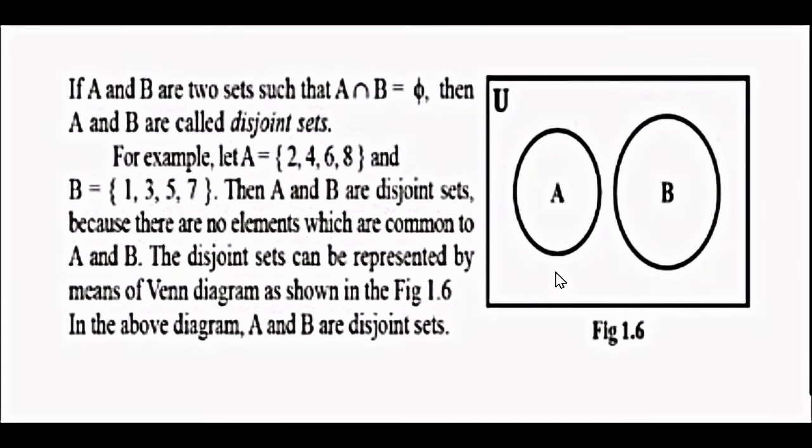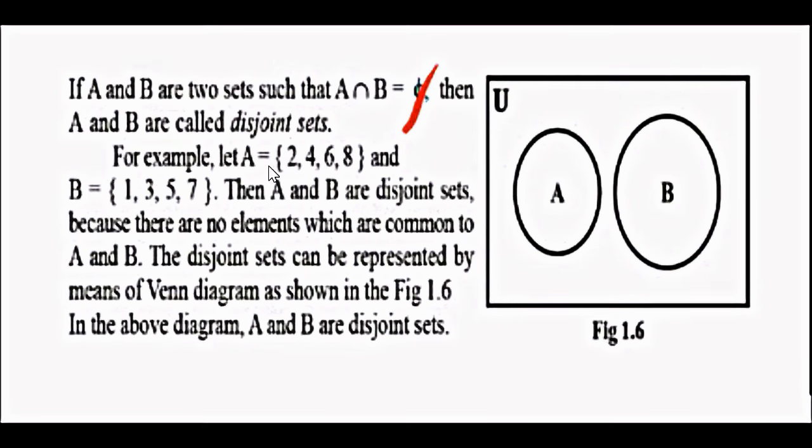But if you have two sets which are disjoint, that means they don't have any element common, so we say that A intersection B is nothing. So how do we represent nothing or null or empty? That is by our phi sign.